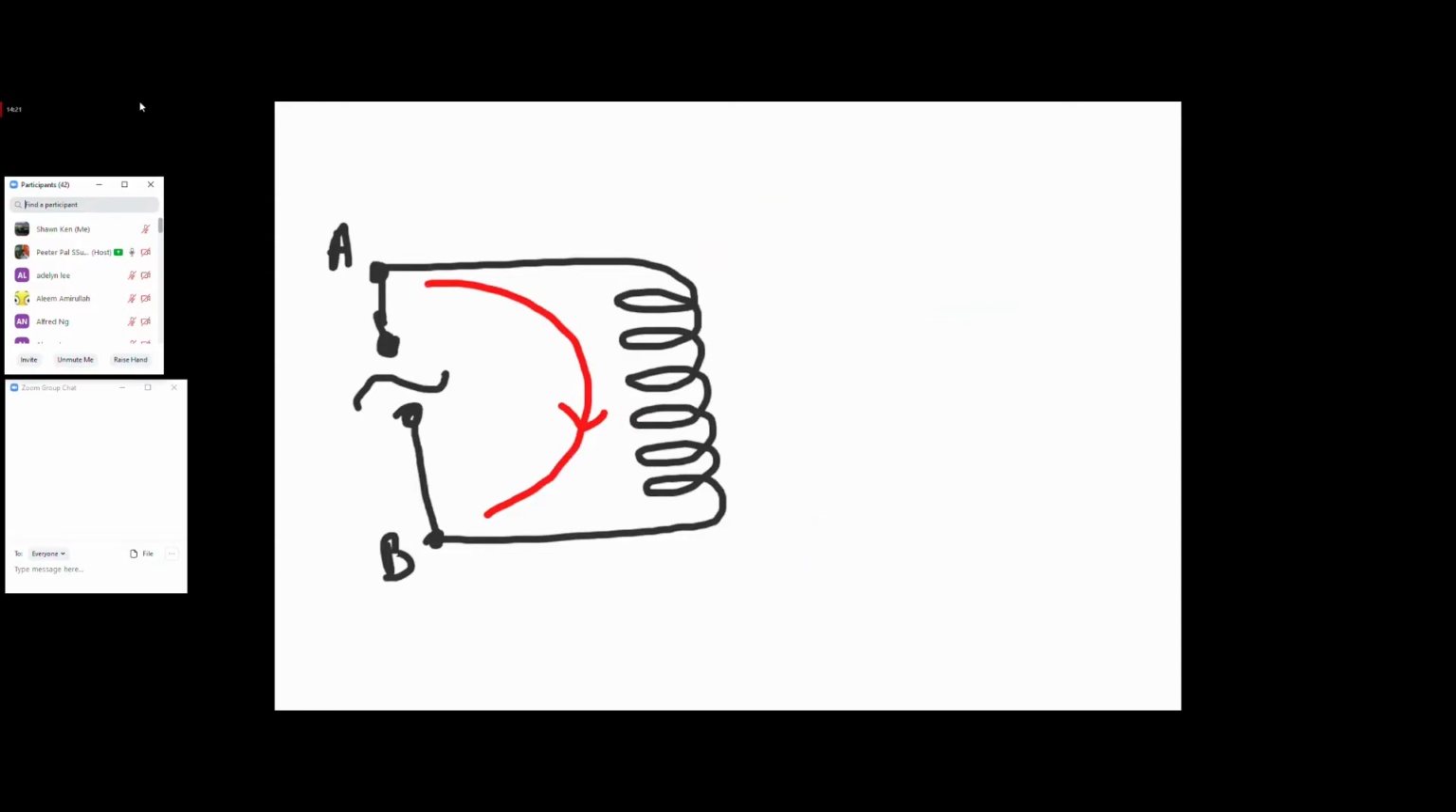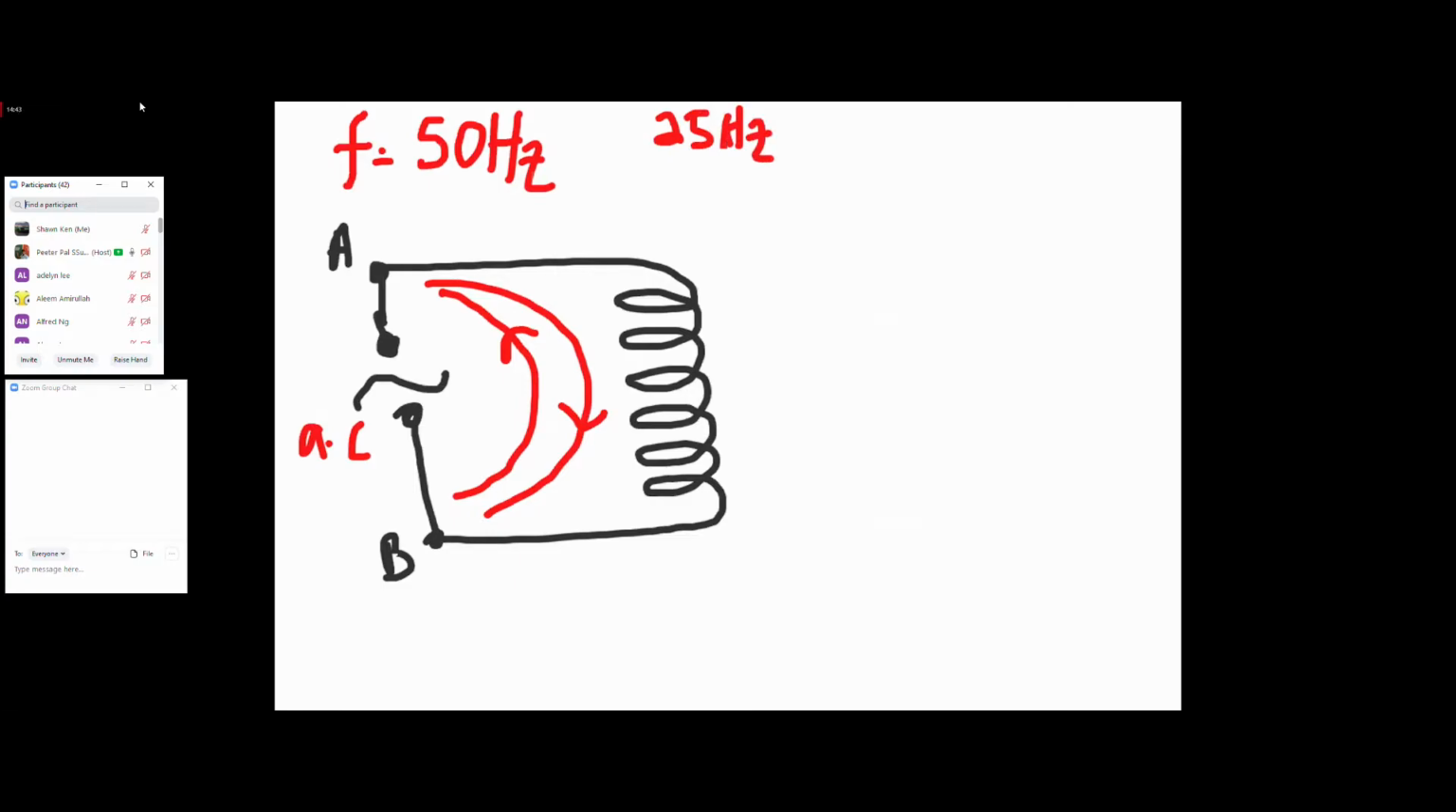Now the idea here, let's say current flows from A to B. Then later current will flow from B to A because this is AC current. AC current frequency is 50 Hertz. When the frequency is 50 Hertz, 25 times current flows from A to B, and another 25 times current flows from B to A. That's the idea of frequency being 50 Hertz: current flows from A to B, then B to A.